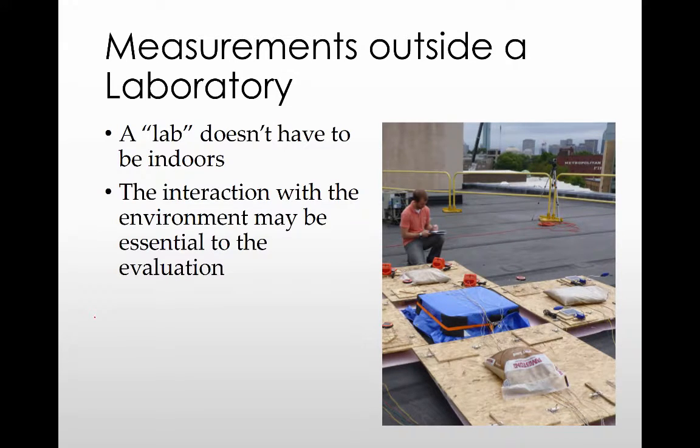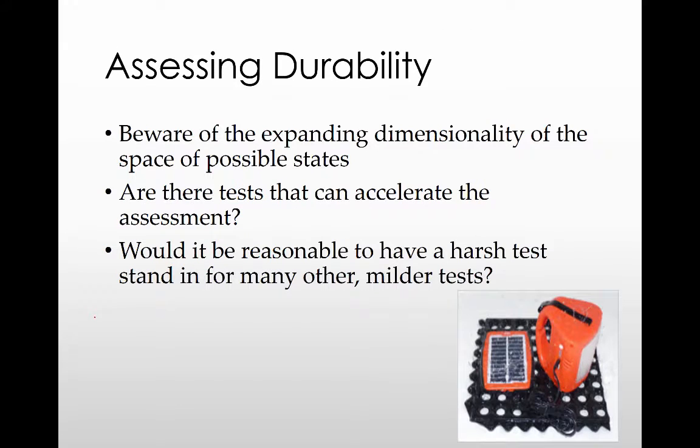However, we can't always do our measurements inside of a lab. Sometimes we need to go elsewhere. For example, here we see a photograph of a testing procedure. I'm going to call it a laboratory testing procedure, even though it was conducted on a roof. And the reason that we sometimes need to do this is that interaction of a product with its environment may be central. It may be the very thing that we're trying to measure. In the case of solar lanterns, that's certainly true because we need the sun's light in order to charge the device. So in some cases, what we call laboratory measurements are not actually conducted in the lab. So that's an important distinction.